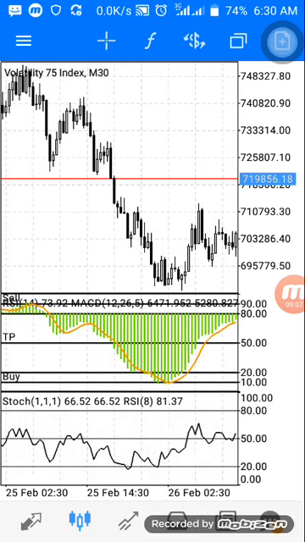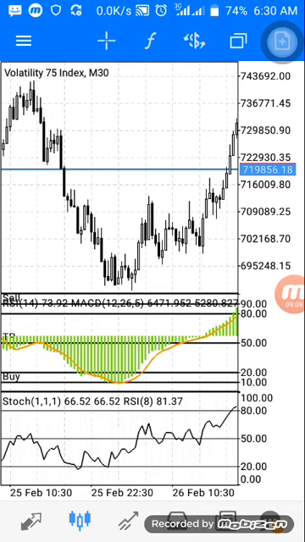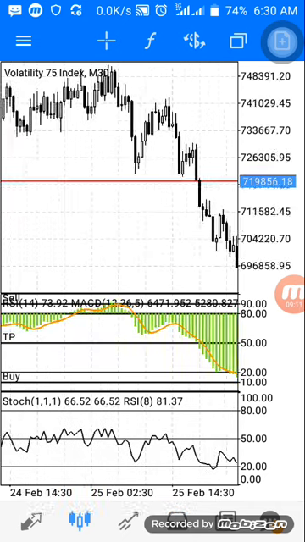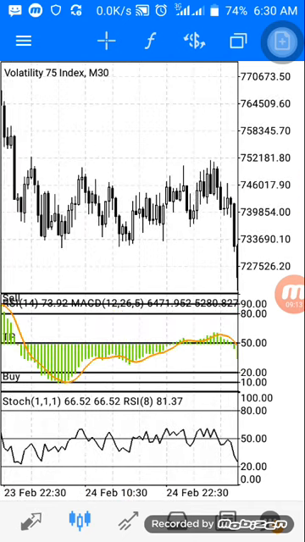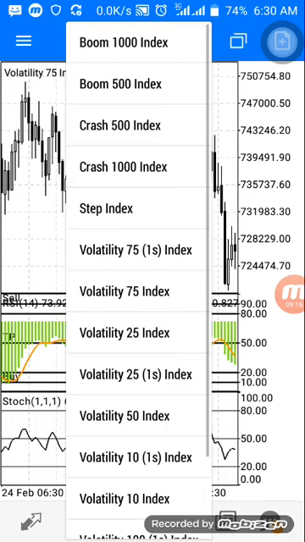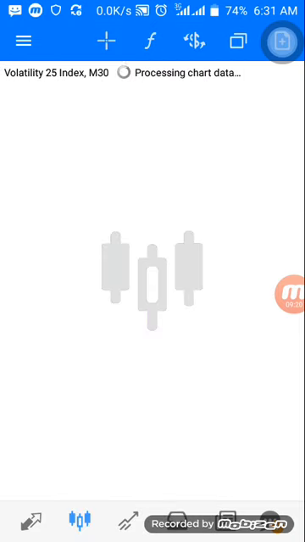Remember, you are taking this trade on your 30-minute time frame. Remember, this is V75. Don't check any other pair to test run it. Let us check V25.